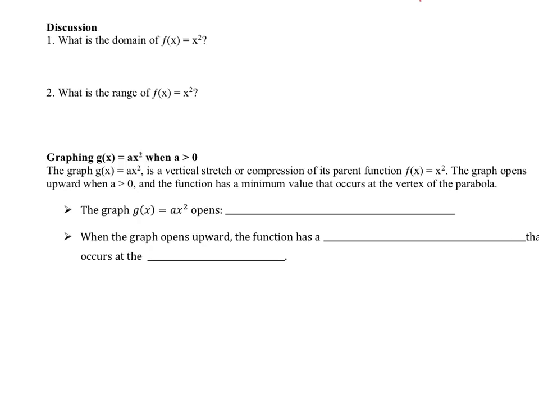Just to reinforce this, the graph g of x equals ax squared opens up when a is greater than 0, or a is positive. And when the graph opens upward, the function has a minimum that occurs at the vertex, and specifically the y value.